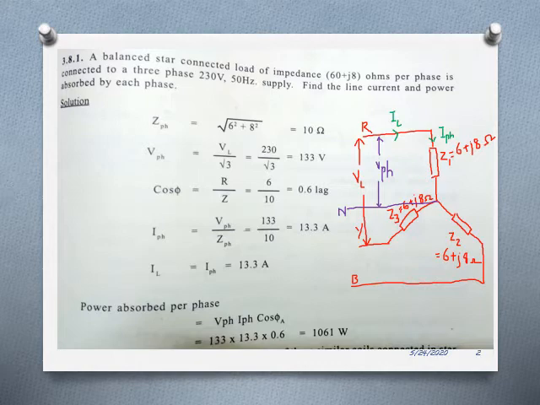So the next thing you have to find is the power absorbed by each phase, or per phase power. The equation for per phase power is V phase I phase cos phi. Substitute for V phase, I phase and cos phi, and you will get the power absorbed per phase. Suppose the question was to find the three phase power, then the equation would have been 3 times V phase I phase cos phi.